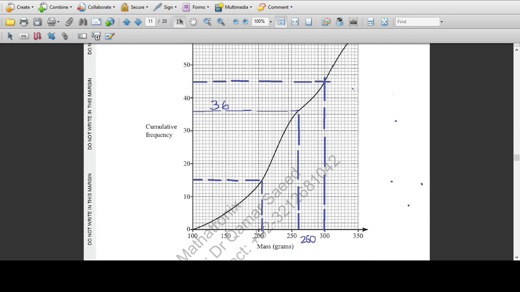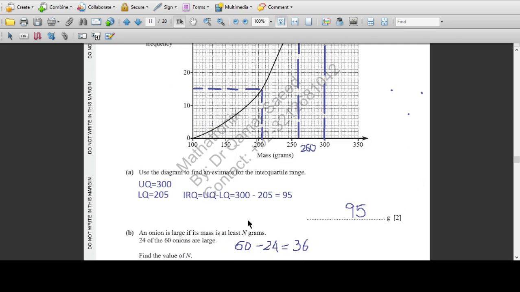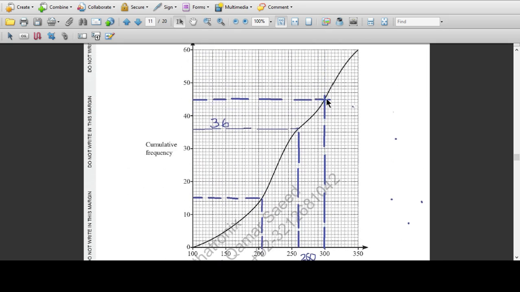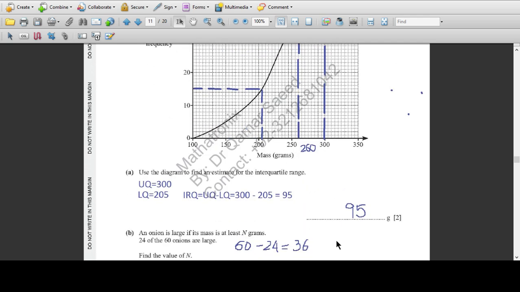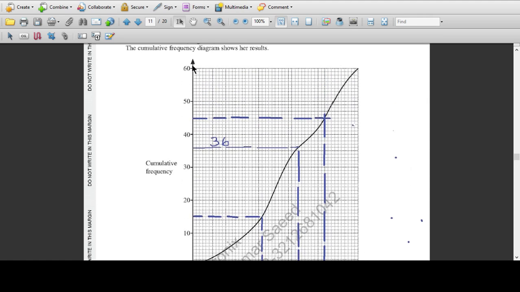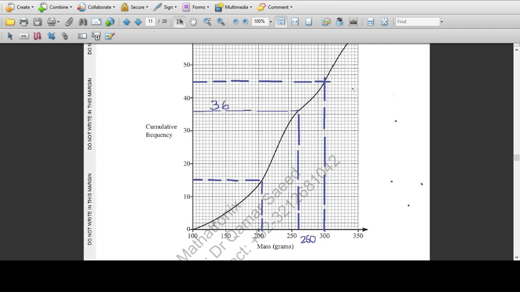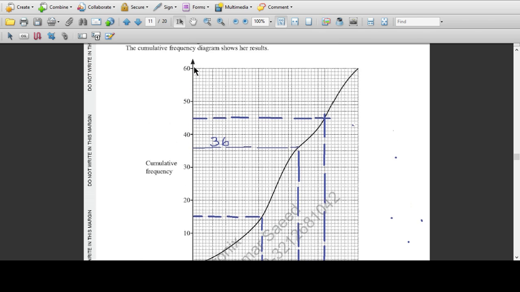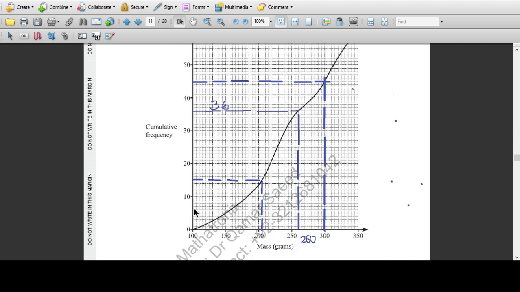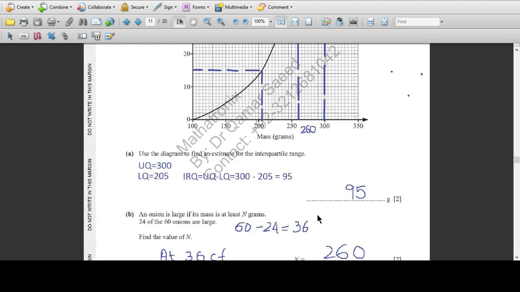At 15 we read the value as 205. So lower quartile is 205 and upper quartile is at 45. At 45 we read the value as 300. So upper quartile is 300, because the total is 60. So we divide it into 4 regions. This is the lower quartile, within 0 to 25%, and this is the upper quartile, above 75%. So the interquartile range is upper quartile minus lower quartile, equal to 300 minus 205, which is 95 grams.